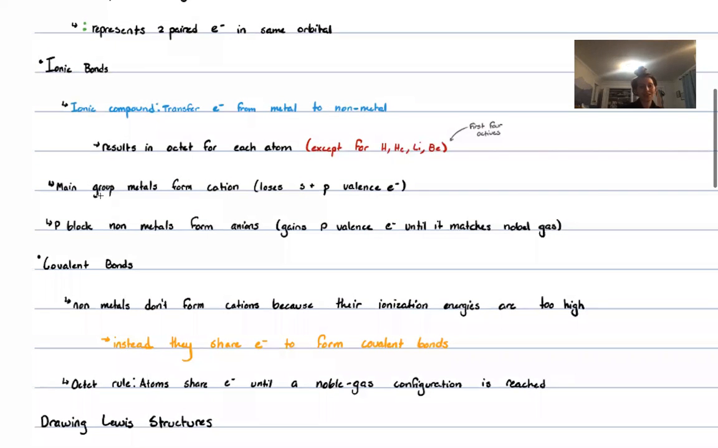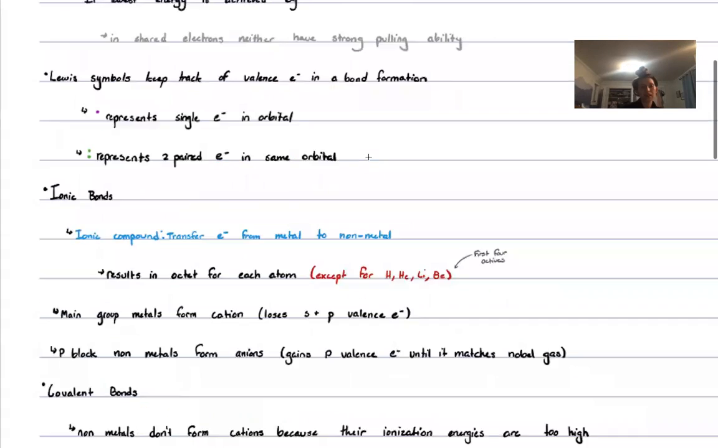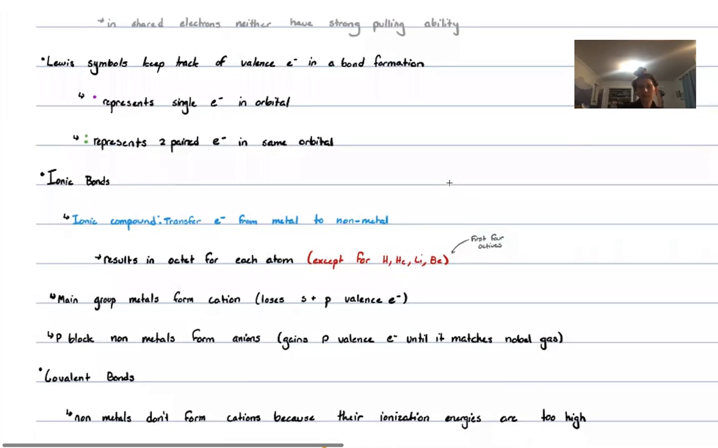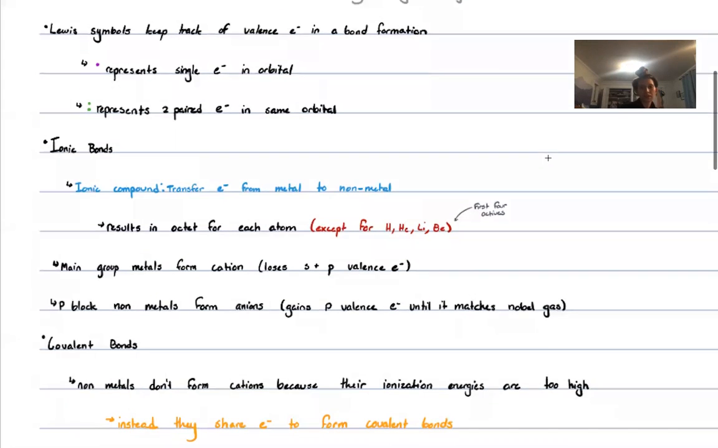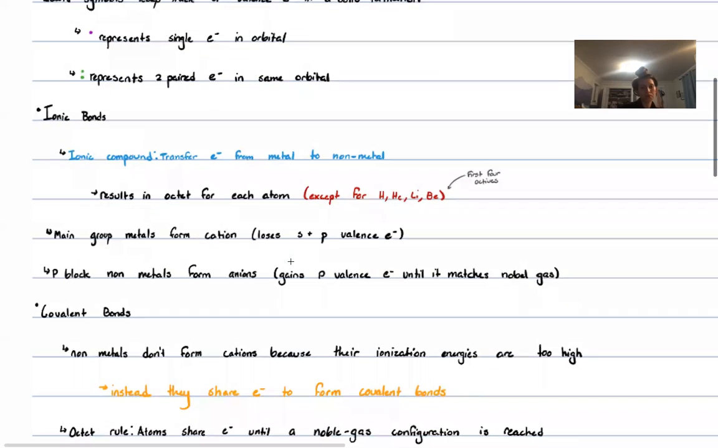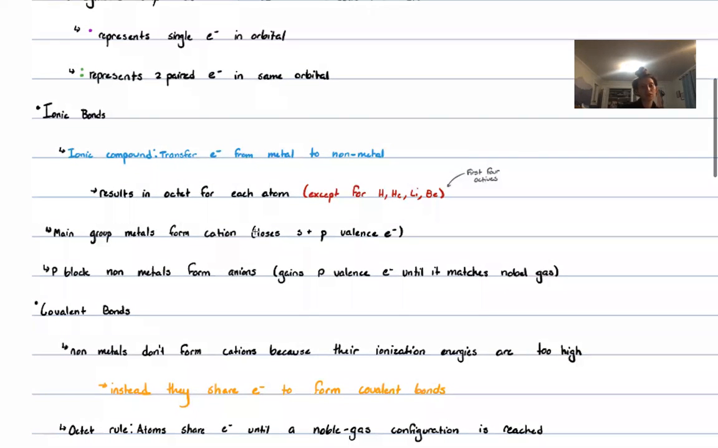Okay. So your main group metals form cations, and if you look at the periodic table, the main group metals are, oh, I wish I had a periodic table. Well, anyways, they tend to be on the left side, because those are your alkali metals and your alkaline earth metals, and they tend to want to remove an electron so that they can get to a full valence state.